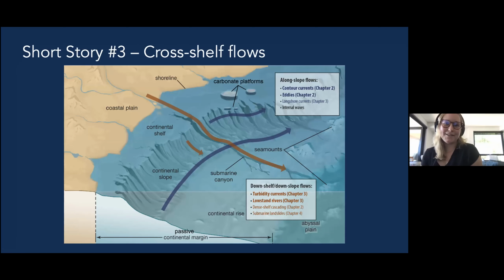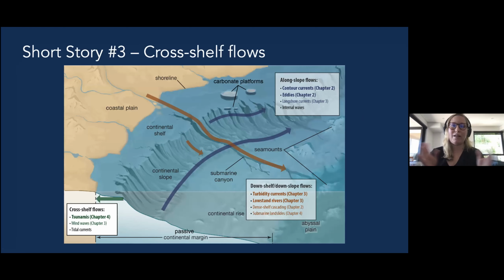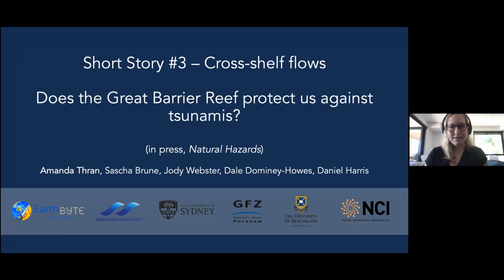Okay, on to the third short story now, where I'm going to talk about cross-shelf flows. This will probably be more relevant to this audience than anything else I'm going to talk about today. I'll be talking about tsunami propagation. For the third project, I used modeling to explore whether the Great Barrier Reef could offer protection against tsunamis. This article is currently in press for Natural Hazards, and I anticipate it will be out in the next couple weeks or so.